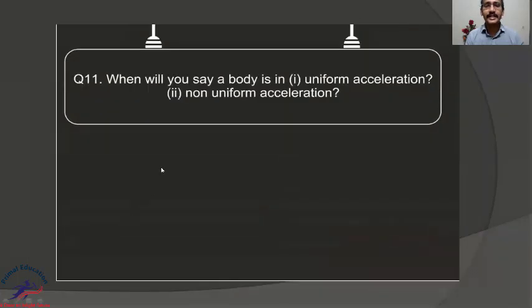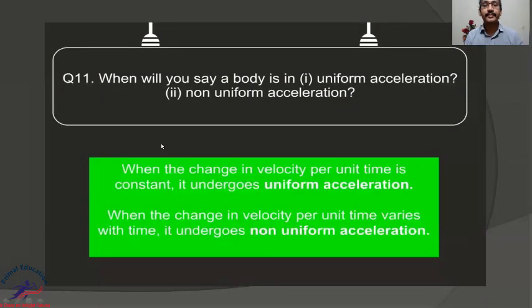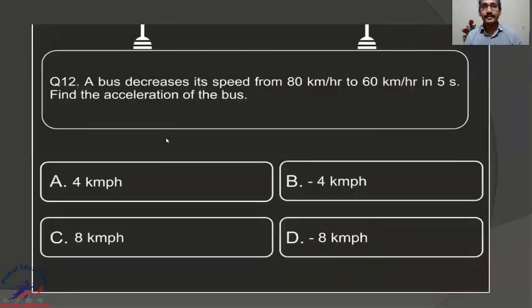It is not speed, it is distance. Now, when will you say a body is in uniform acceleration or non-uniform acceleration? When the change in velocity per unit time is constant, it is uniform acceleration. When the change in velocity per unit time varies from time to time, it is non-uniform acceleration.